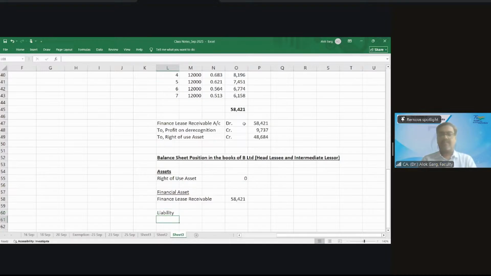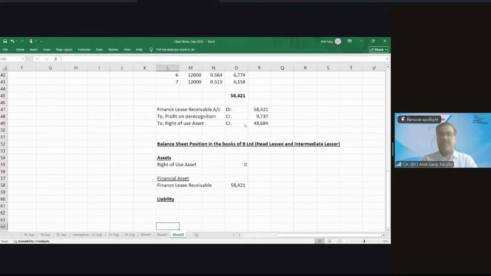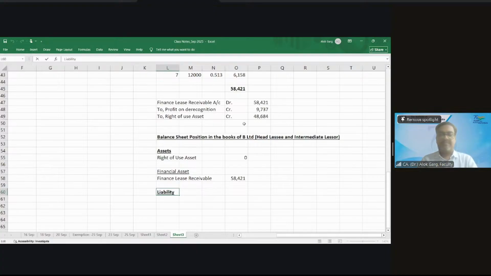In the equity and liability, let me write equity and liability. Retained earnings. What is my retained earnings? You have a profit on derecognition on this transaction. Then your lease liability, you have a liability also. ये कौन सी liability है? You are an intermediate lessor. You have an obligation towards A Limited, है या नहीं है? Yes, sir. We have to pay, sir. Pay to the lessor, main lessor, head lessor.